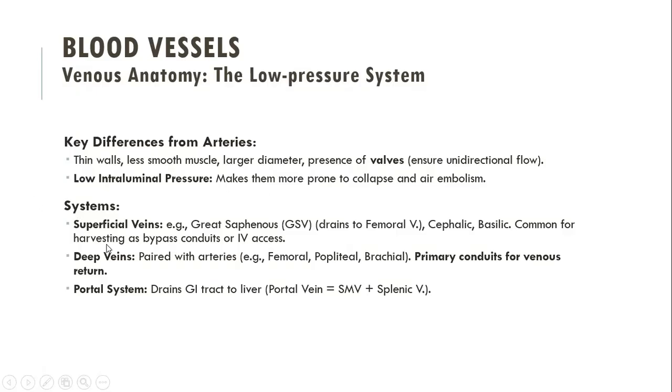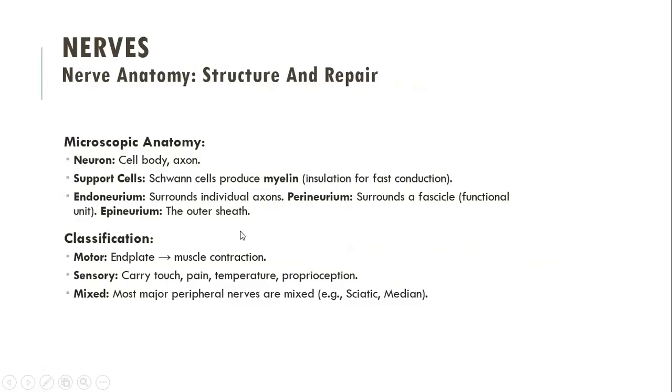There are three important systems: superficial veins, deep veins, and the portal system. Superficial veins, like the great saphenous vein that drains to the femoral vein, and the cephalic and basilic veins, are common for harvesting a bypass conduit or IV access. Deep veins are paired with arteries, like the femoral, popliteal, and brachial, and they are the primary conduits for venous return. The portal system drains the GI tract to the liver, that is the portal vein. It is formed from the superior mesenteric vein and splenic vein.